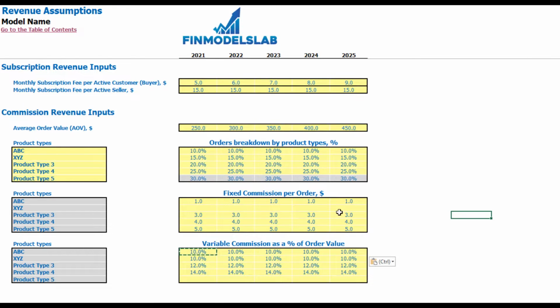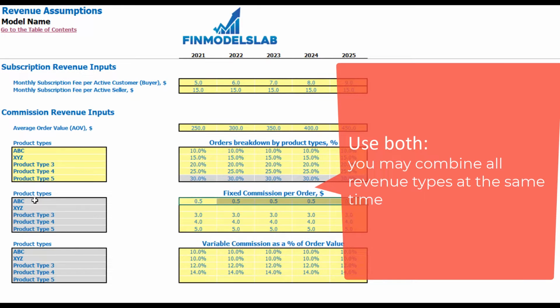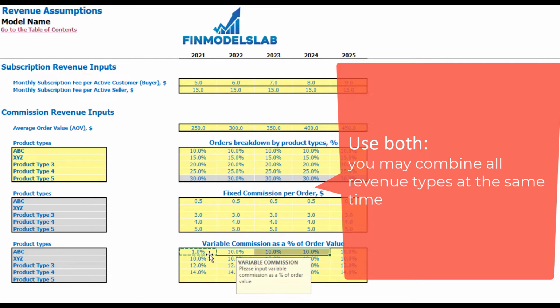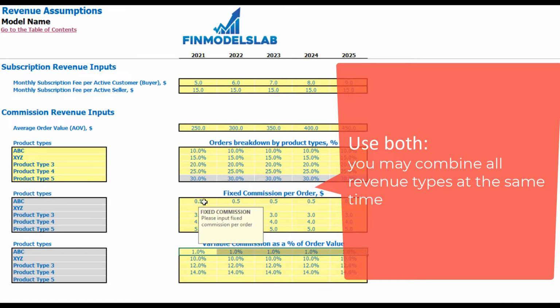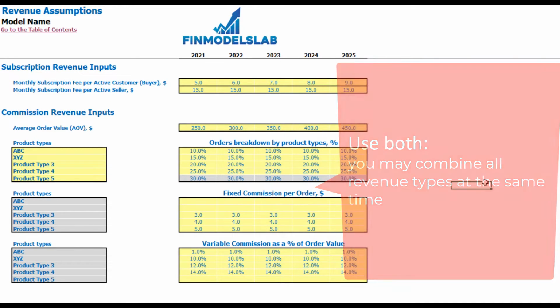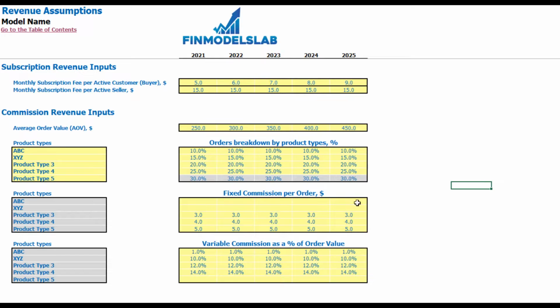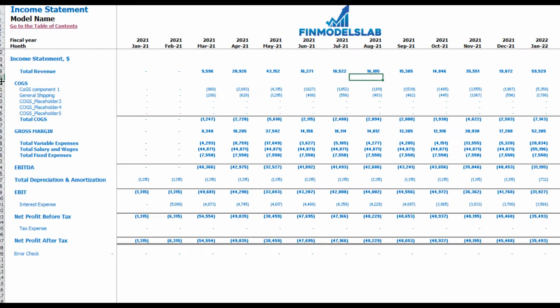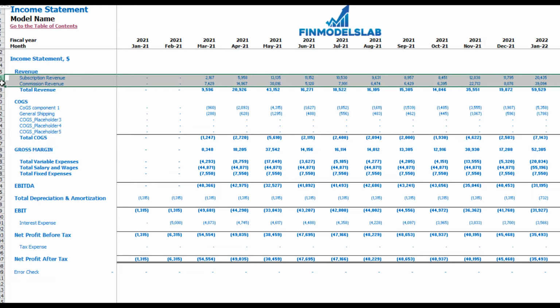And also you can combine this. So for example, you can have 50 cents of fixed commission per order ABC type and 1% of order value, which means $1. It can be just fixed commission without any variable commission, or it can be variable commission without fixed. So all combinations of commissions are available here. And finally, in the income statement, in the total revenue section, you may see the subscription revenue amount by months and commission revenue amount by months.